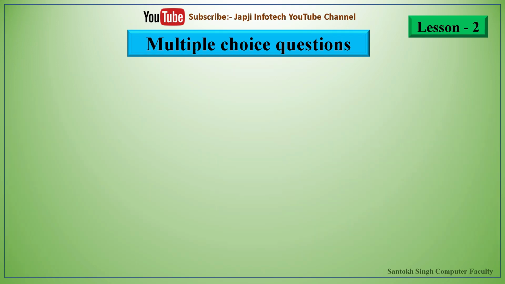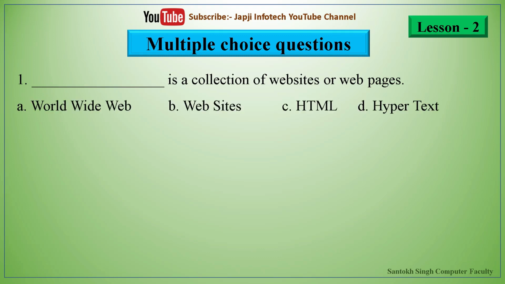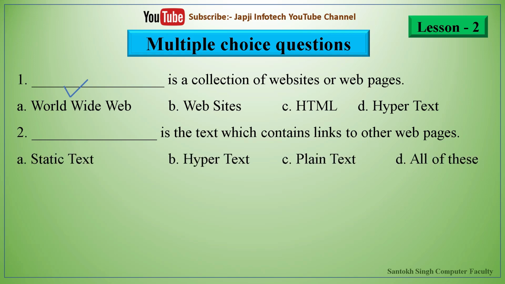So we will now learn about multiple choice questions in lesson number 2. So the first question is, dash is a collection of websites or web pages, and the options are World Wide Web, website, HTML, hypertext. And the right answer is World Wide Web is a collection of websites or web pages. And second one is, dash is a text which contains links to other web pages. And the options are static text, hypertext, plain text, or all of these. And the right answer is hypertext is the text which contains links to other web pages.